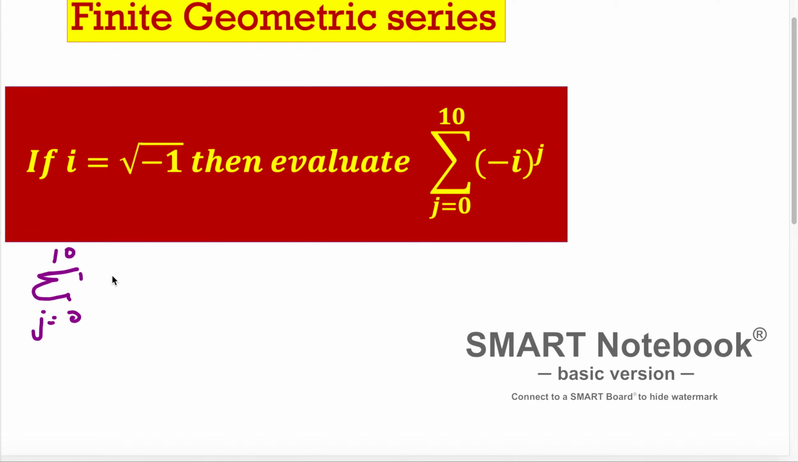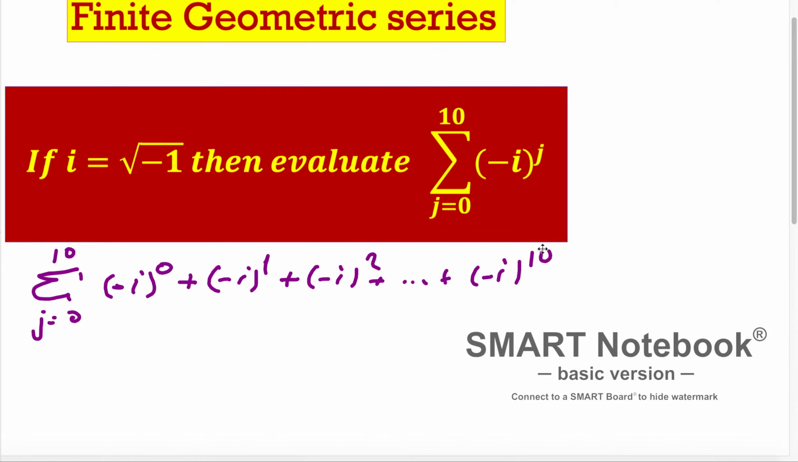If we start from 0, we have (−i)^0 plus (−i)^1 plus (−i)^2. Whenever there is a j, we substitute those numbers from 0 to 10, and those are the terms of this expanded series. And in the end it is (−i)^10. As we see here, (−i)^0 is 1, so this first term is equal to 1.